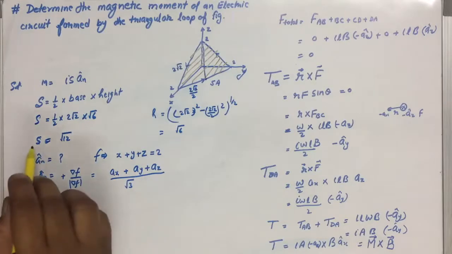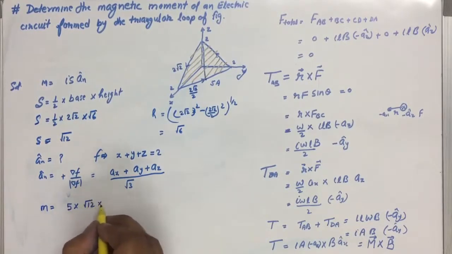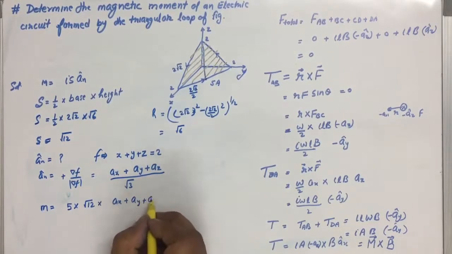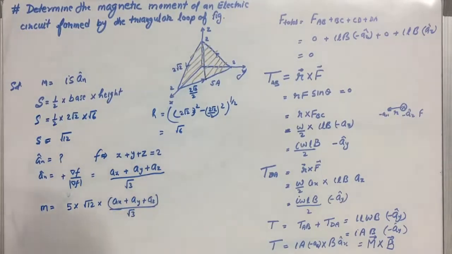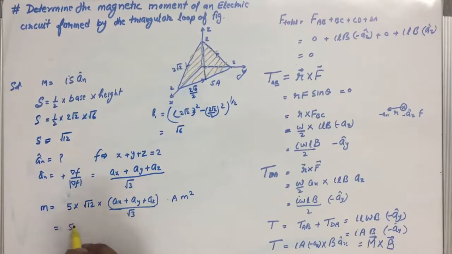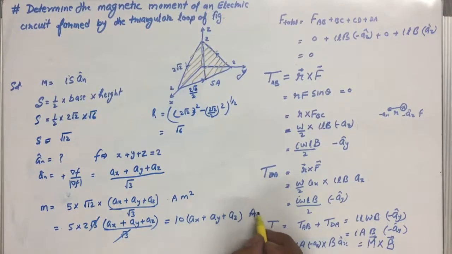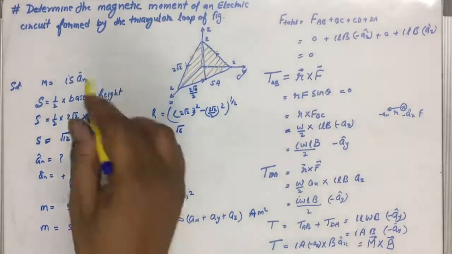So we have AN now, we have S, and we have I. So we can find the magnetic moment, that is I root 12 times (AX plus AY plus AZ) divided by root 3. Its unit is ampere meter squared. If we simplify, root 12 is 2 root 3, so it will be 2 root 3 (AX plus AY plus AZ) divided by root 3. So from here we get 10 (AX plus AY plus AZ) ampere meter squared. So this is the magnetic moment for this system.